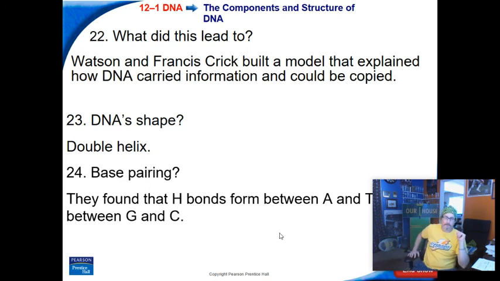Okay, base pairing. They found that H bonds, hydrogen bonds, form between A and T and between G and C. And they're weak hydrogen bonds.